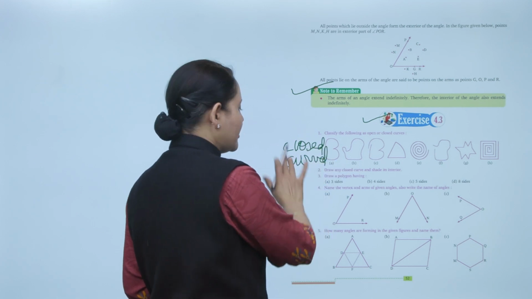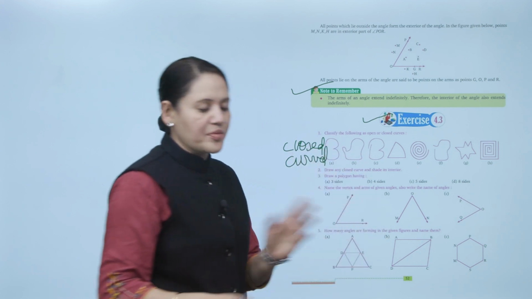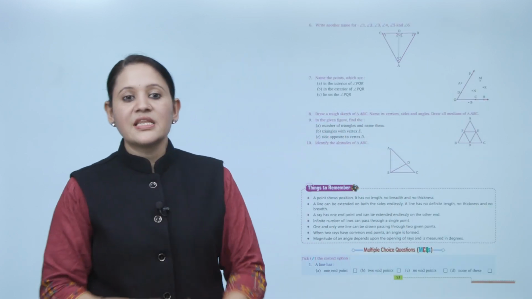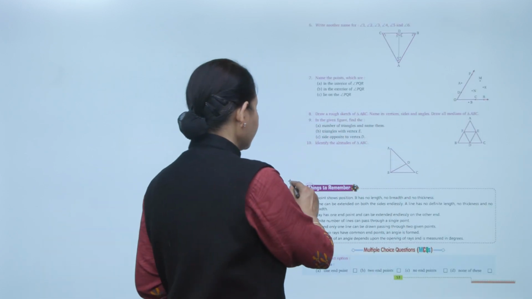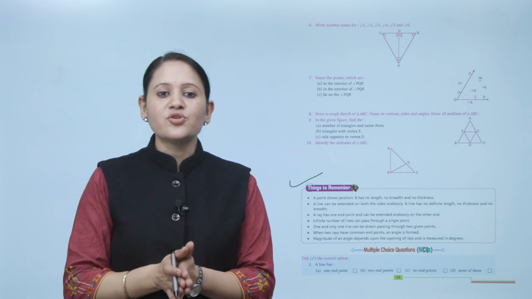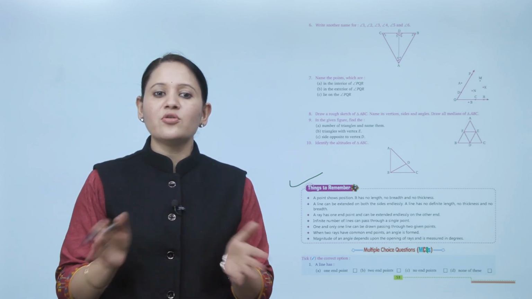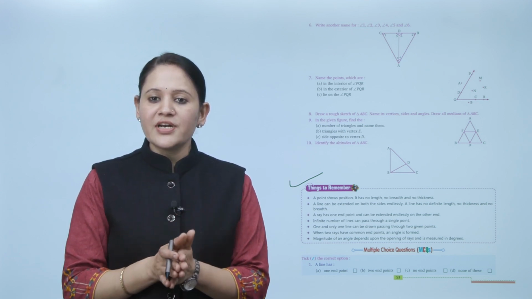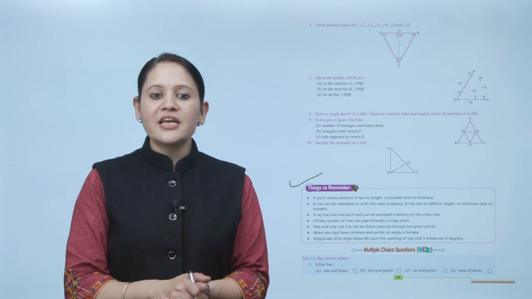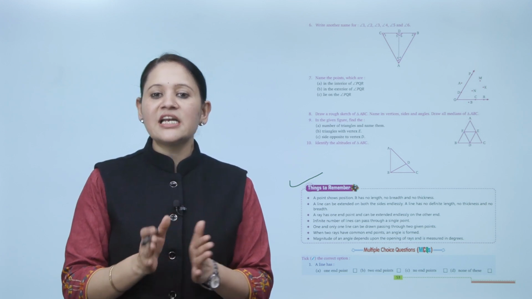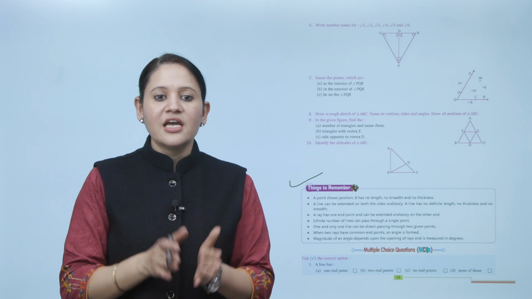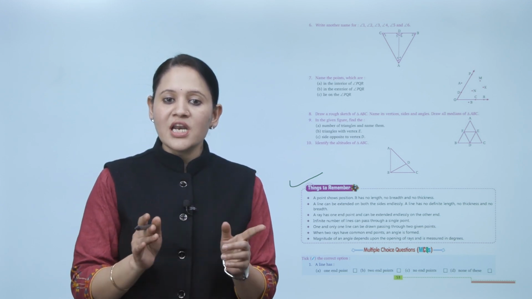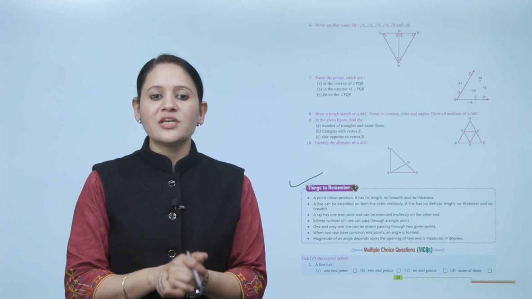because it has the same initial point and same ending point, means starting and ending points are the same. Next is things to remember. A point shows position. It has no length, no breadth and no thickness. A line can be extended on both sides endlessly. A line has no definite length, no thickness and no breadth. A ray has one endpoint and can be extended endlessly in the other direction. Indefinite number of lines can be passed through a single point. One and only one line can be drawn passing through two given points.